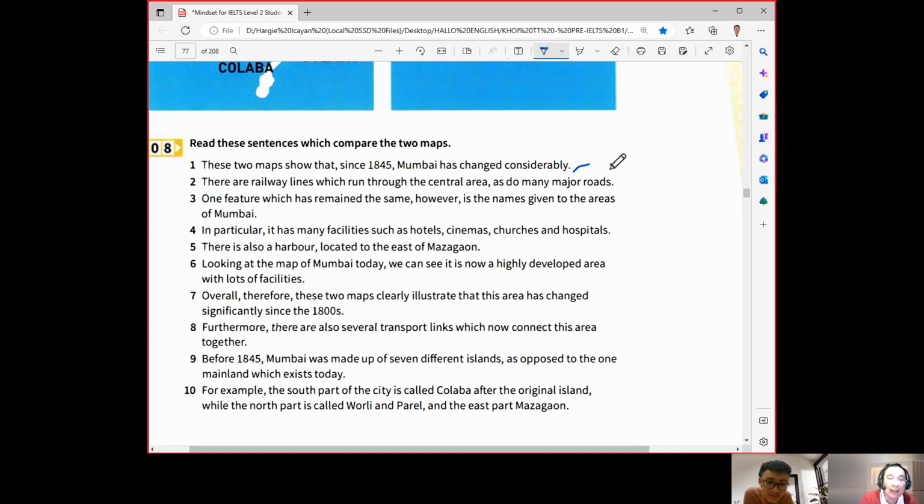But look at this one. The order of these particular sentences is not coherent. That means it's not in a logical way. Therefore it's difficult for us to understand where the introduction is, where the body is, where the conclusion is, because it's not arranged in a logical order. That's why we have to understand one at a time where the introduction, the body, and the conclusion are. Actually, you got one correct answer, which is number one. We can say that this sentence is an introduction.